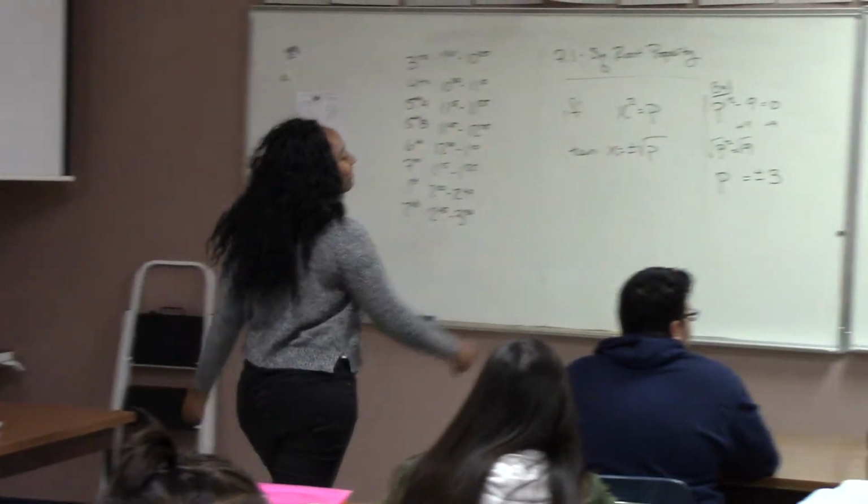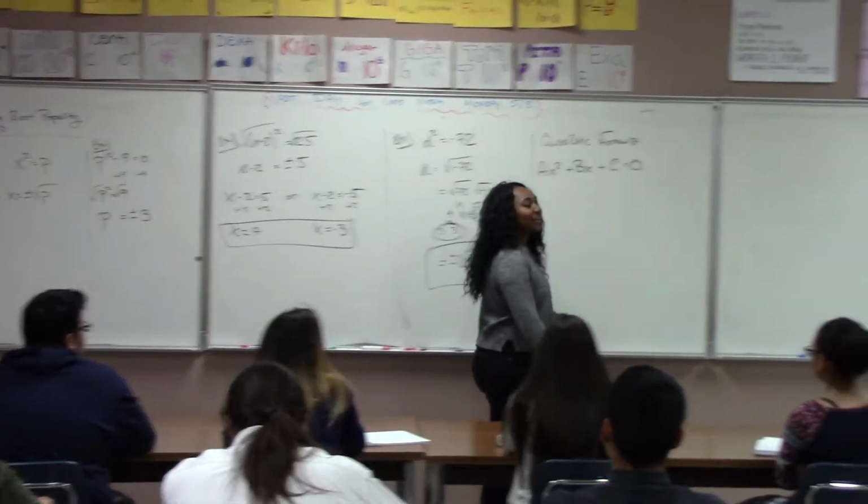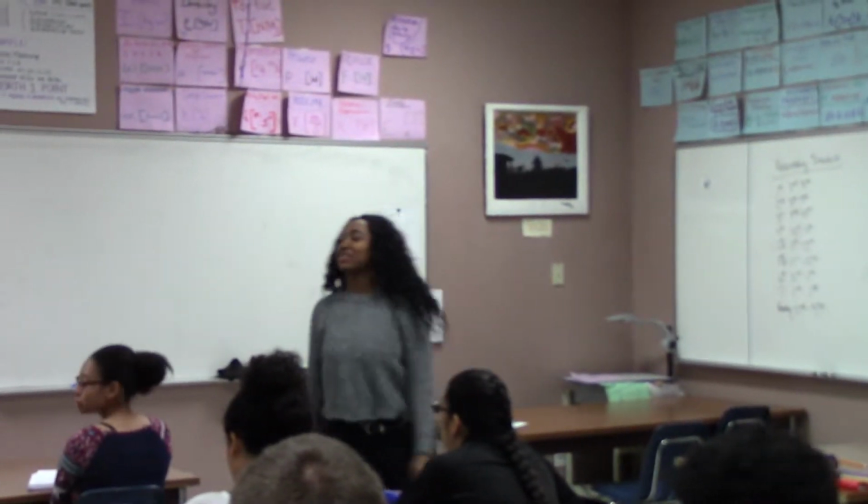Equals negative b plus or minus the square root of b squared minus 4ac, all over 2a.